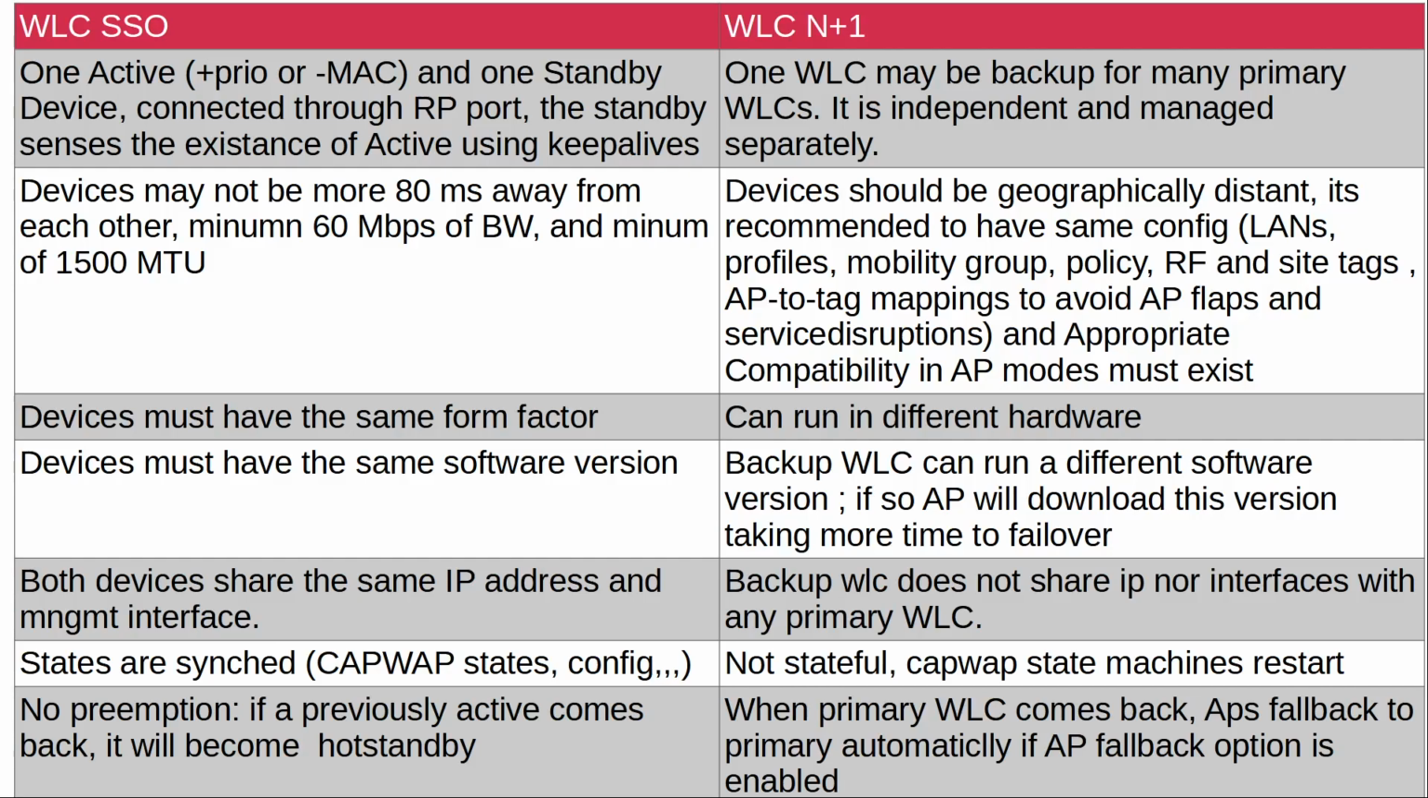Just a note on the high availability options that you have with wireless LAN controllers. You have two options. You can choose to have the stateful switchover option or the N+1 option. In the case of a stateful switchover, you have one active wireless LAN controller and one standby device. You can configure a priority. The one having the higher priority will get chosen as the active, but if the priority ties, the one having the lower MAC address will be chosen as the active one.